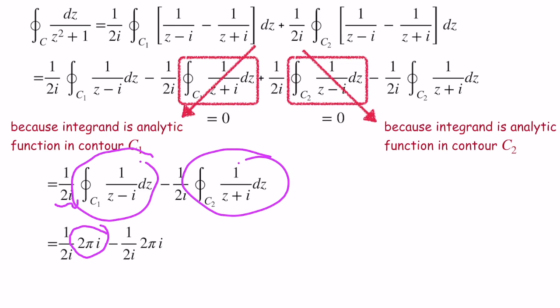Then outside we have 2i, and that cancels out, and these two come with opposite sign, and that turns out to be 0. Even though there are singularities inside the contour C, that integral turns out to be 0 because the contribution from the contour C1 is exactly cancelled out by the contribution from the contour C2, resulting in 0.